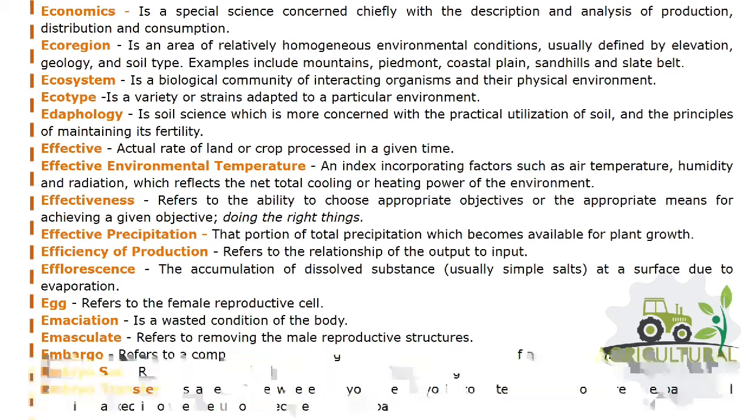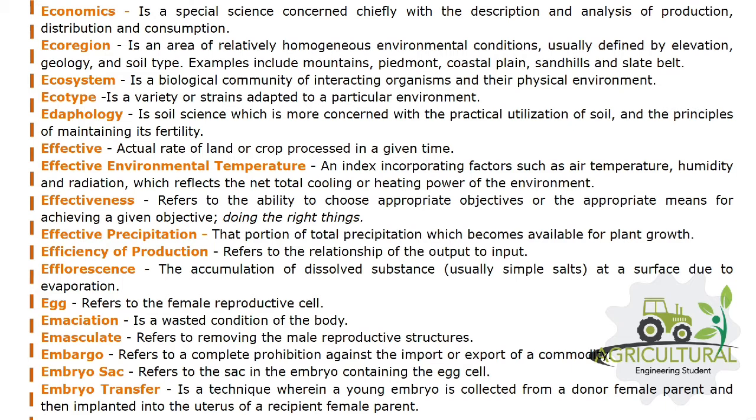Effectiveness refers to the ability to choose appropriate objectives or the appropriate means for achieving a given objective, doing the right things. Effective precipitation, that portion of total precipitation which becomes available for plant growth. Efficiency of production refers to the relationship of the output to input. Efflorescence, the accumulation of dissolved substance, usually simple salts, at a surface due to evaporation.